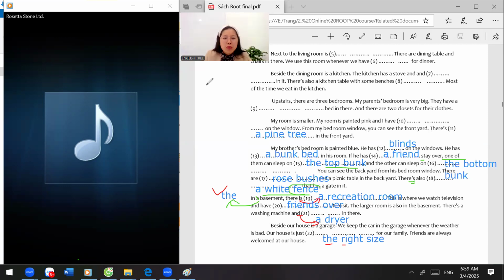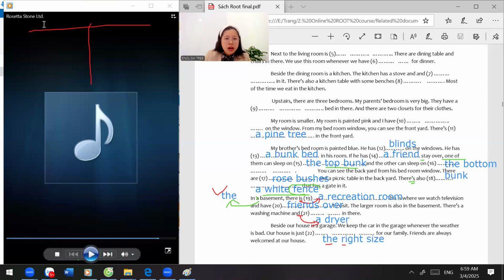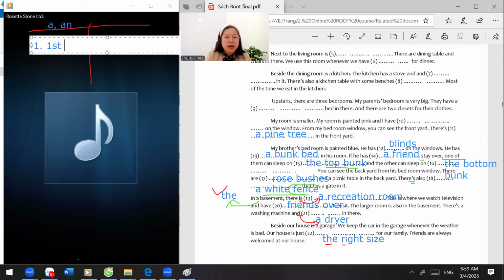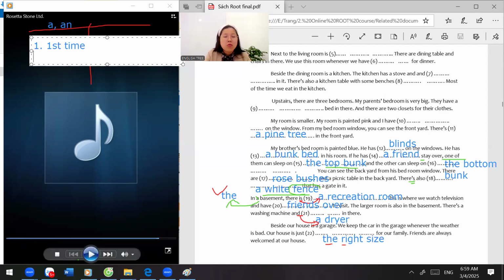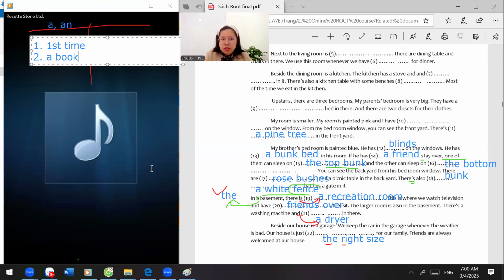So when do we use a? Now just review a little bit. We use a or an when this is the first time. Number one, it's the first time. Here we can see there's a recreation room, there's a dryer, the first time talking about it. The second way to use a or an is when we don't know the exact one. We just know there's a book on the bookshelf. There's one book on the bookshelf that I really like, but I don't know which book, just a book.